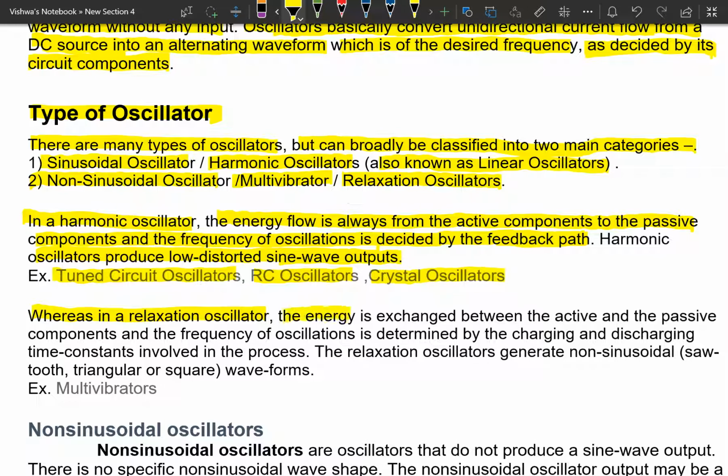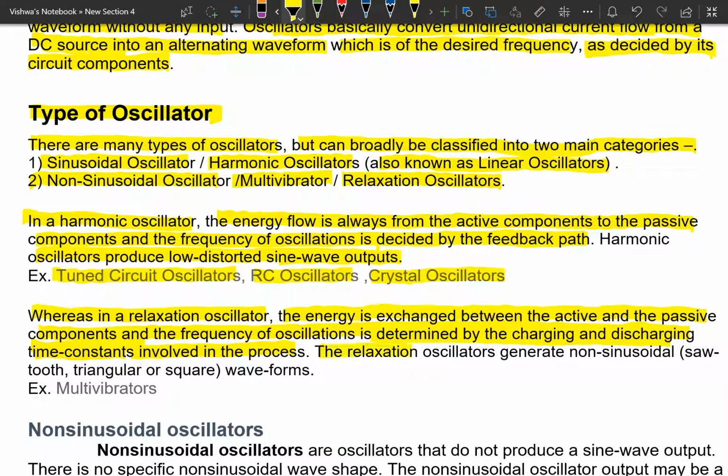The energy is exchanged between the active and the passive components, and the frequency of oscillation is determined by the charging and discharging time constant involved in the process. That means here the energy is exchanged between active and passive components. So active components here may be a transistor, or it may be an operational amplifier, and the passive elements like resistors and capacitors we are using. And the main thing is the frequency of oscillation is determined by the charging and discharging time constant. So this charging and discharging time constant is because of the resistor and capacitor.